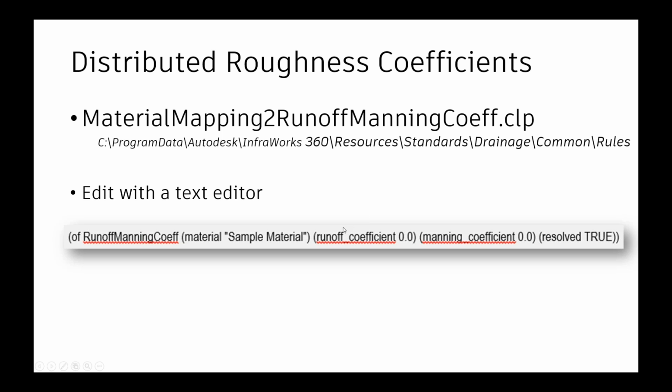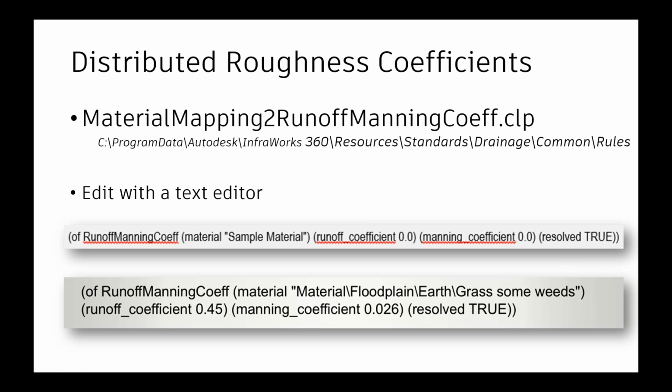So the runoff coefficient is here because originally this was used for the pavement drainage commands in InfraWorks. So if you're analyzing or doing pipe sizing or spacing inlets along a road, it's looking at the runoff coefficient of the materials on the road components. But for flood simulation, it's using those same materials, but just going to use the Manning's coefficient that's entered here. So in an example of this, the material just gets changed to basically the path and the name of the material style, and then you put in the values for runoff coefficient and Manning's.